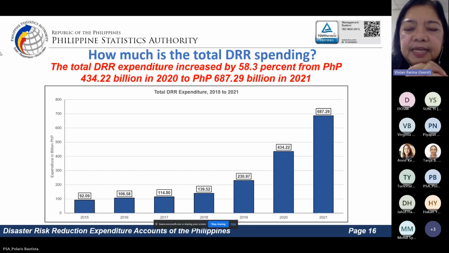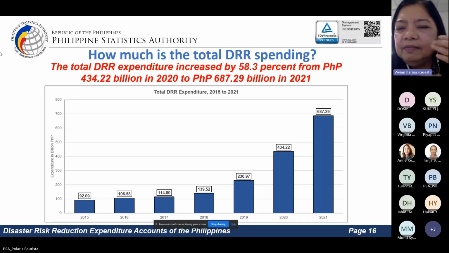We have a total of 687.29 billion pesos in 2021 spending by the government, spending by the Philippines. And this is higher compared to the previous year, 2020. If you look at the rate of increase, it increased by 58.3%, so more than 50%. We can more or less conclude that the government's efforts are really prioritizing the reduction of disaster in terms of increasing the expenditures.